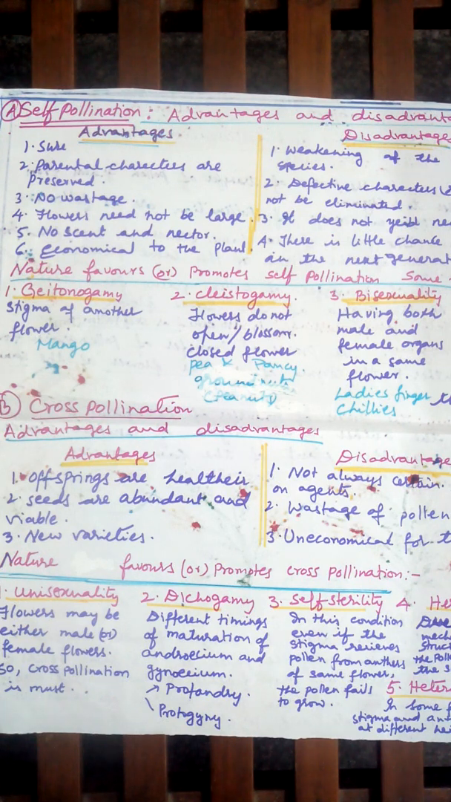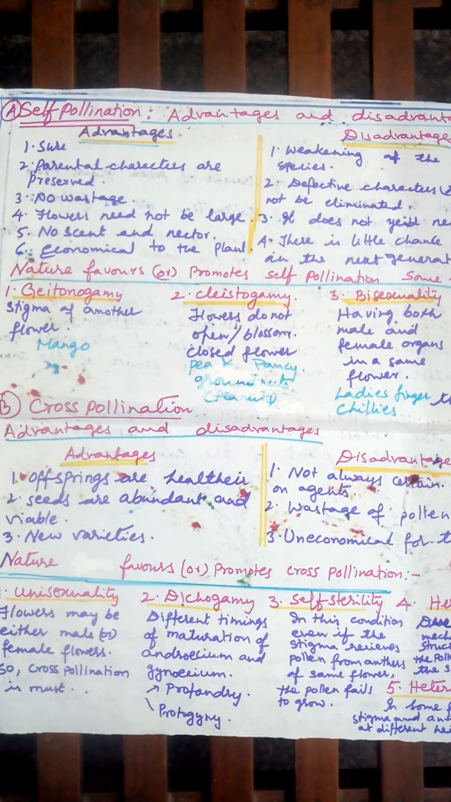The same is continued, no? So it cannot be eliminated. It does not yield new varieties. When there is no scope of mixing with gametes of different plants, there is no chance of producing a new variety also. The genetic traits of the same plants, with no change and without any intermixing, are passed on to the next generation, and thus there is little chance of improvement in the next generation.